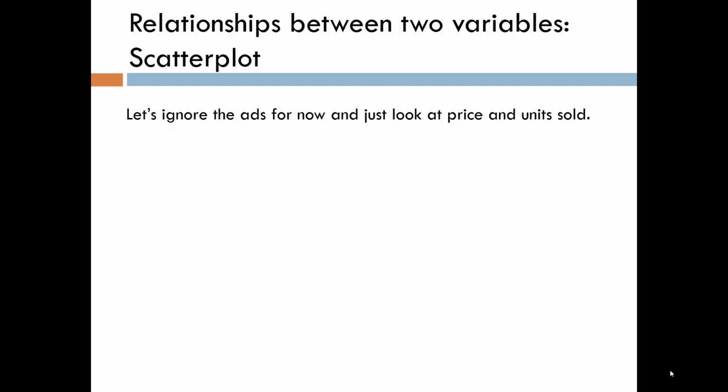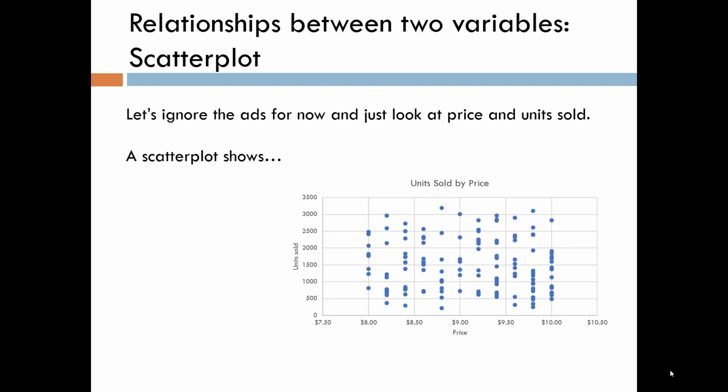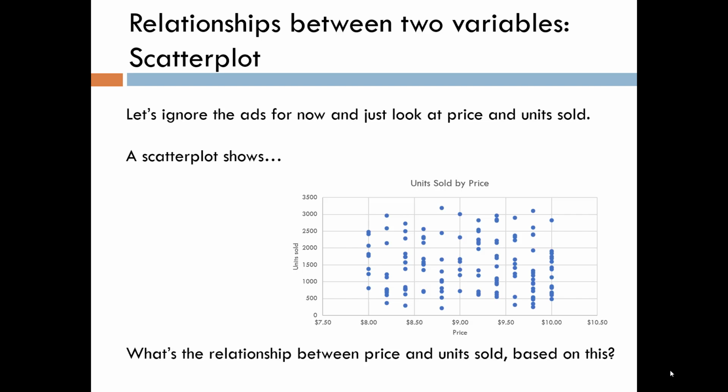To begin, let's ignore the ads and just look at price and sales. Make a scatterplot with price on the x-axis and units sold on the y-axis. This is what you should see. So just eyeballing this, what do you think the relationship is between price and units sold? There's no clear pattern. In fact, it doesn't look like there is any relationship.